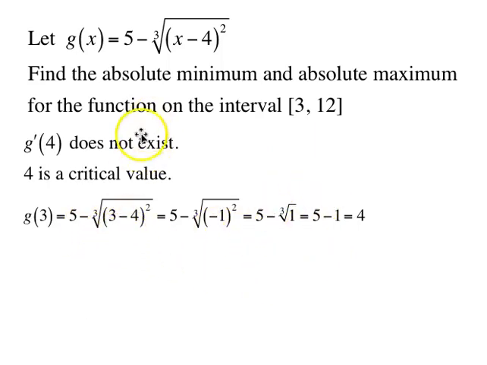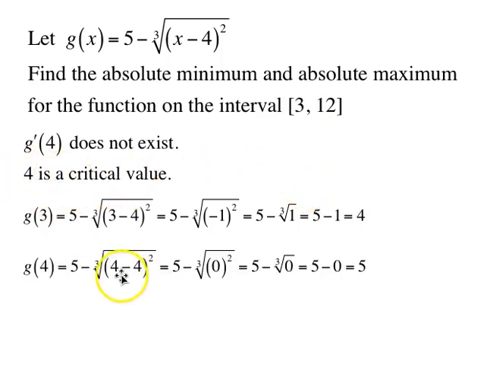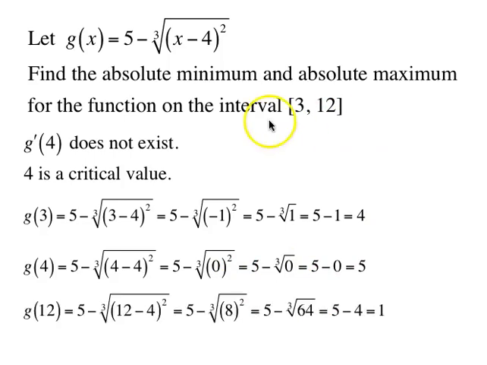Plugging in 3. 3 minus 4 is negative 1. Negative 1 squared is positive 1. Cube root of 1 is 1. 5 minus 1 is 4. So plugging in an x value of 3, the y value is 4. Our critical value is 4. Let's do that one next. 4 minus 4 is 0. Squared is 0. Cube root of 0 is 0. We get 5.